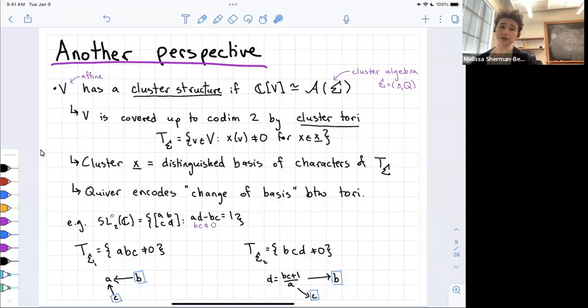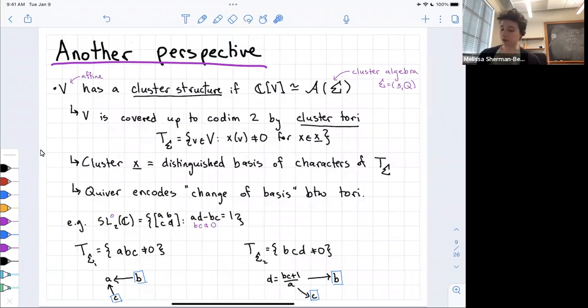So having a cluster structure means that your variety contains all of these tori, and in fact, they cover it up to codimension 2. And in this perspective, maybe you want to think about the tori as being the more fundamental objects. They're the things that are actually sitting inside of the variety.